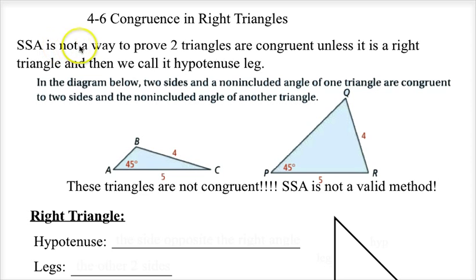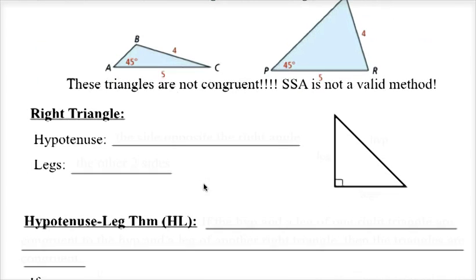So side-side angle is not a way to prove two triangles are congruent unless it's a right triangle, and then we call it hypotenuse leg. So that's what we're going to do today. As I said, in the diagram below, the two sides and a non-included angle of one triangle are congruent to two sides and the non-included angle of another triangle. And you can see these triangles are not congruent. Side-side angle is not a valid method. But let's look at a right triangle, how it actually works.